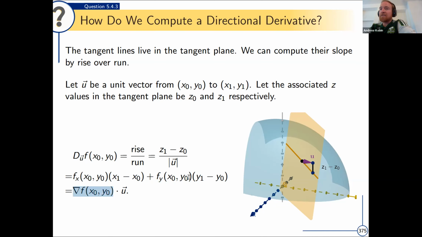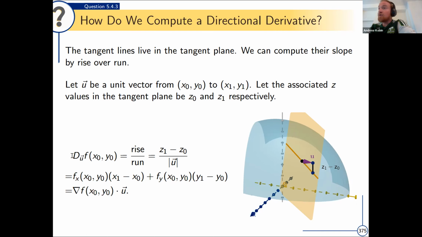fx and fy are really the two components of the gradient vector. Whereas x1 minus x0, y1 minus y0, those are actually the components of our unit vector telling us which direction to travel. So if we realize this differential formula instead as a dot product of two vectors, that's secretly what we did here. First components are multiplied, the second components are multiplied. Then the directional derivative can be computed by taking the gradient vector at our point x naught, y naught, and dotting it with the unit vector telling us which direction to travel.